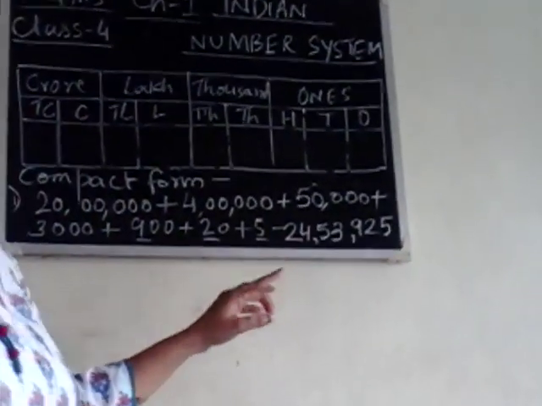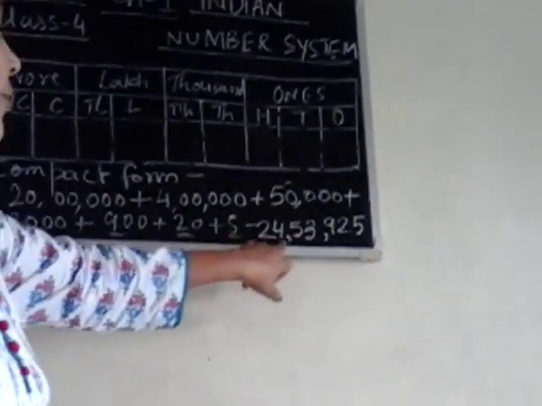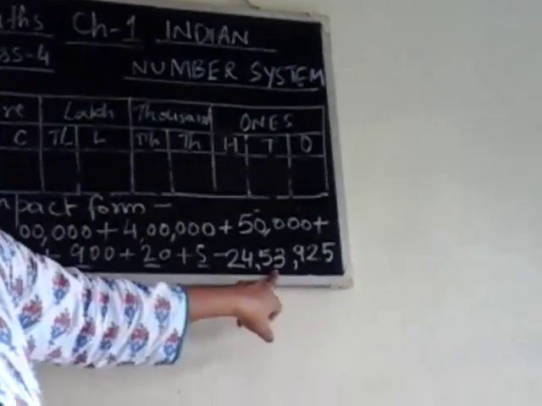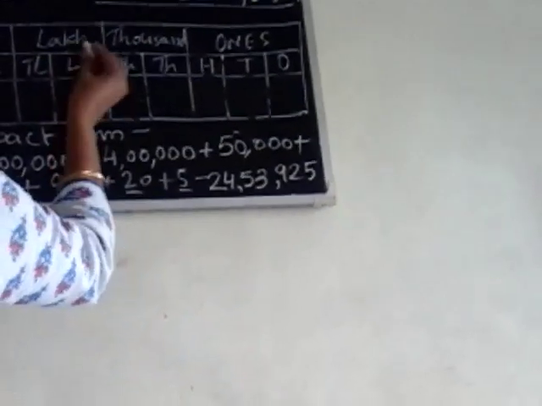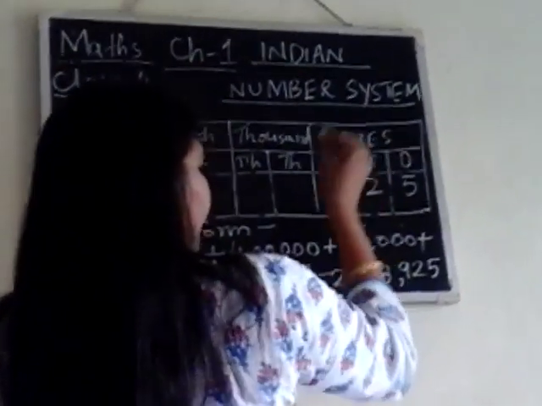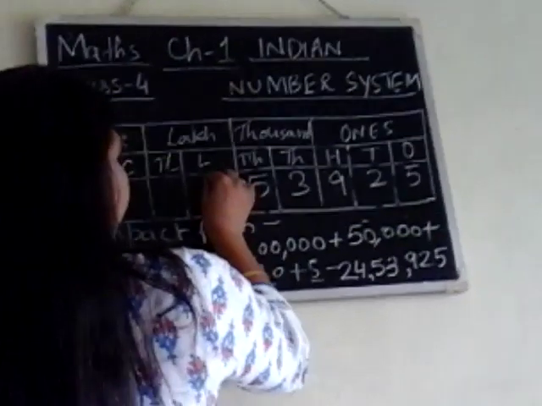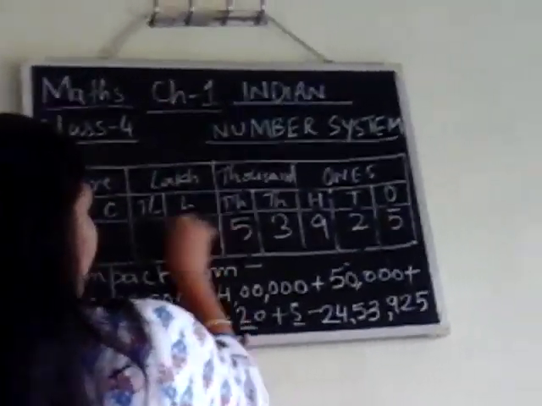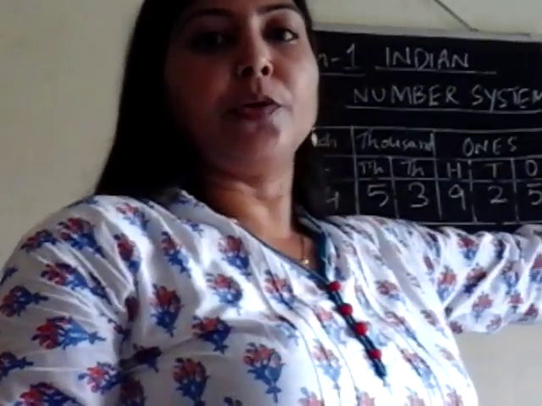So how shall we read this number? We will read this number 24 lakhs 53,925. So here also you can write, see, 5, 2, 9, 3, 5, then 4, 2. So with the help of place value chart also you can read the number.